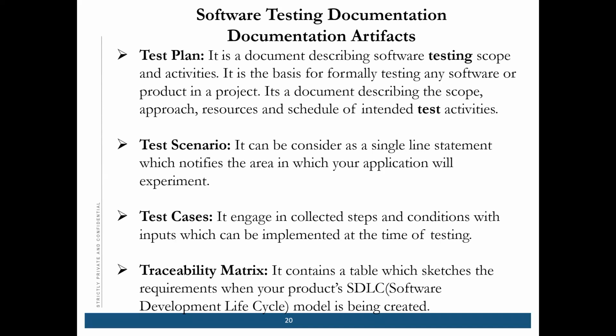The last documentation artifact is the traceability matrix, also known as the requirement traceability matrix, RTM. Remember this, because sometimes they ask you what RTM is. It stands for requirement traceability matrix. This document artifact can be implemented for forward tracing as well as backward tracing. Once the traceability matrix has been formed, you start writing your test cases.